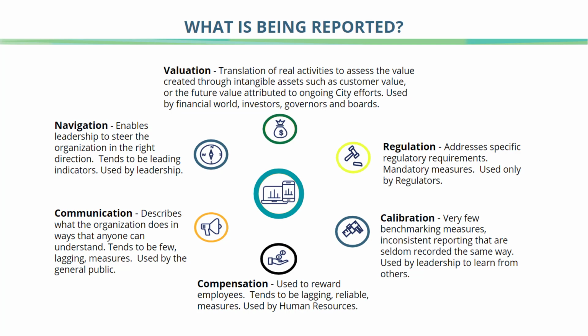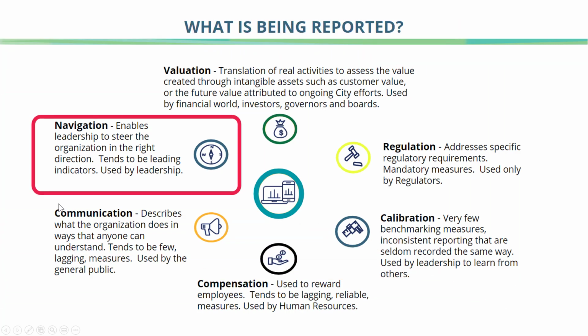For example, regulators need to see specific data that helps determine whether we're conforming to regulations that impact them. Calibration lets us benchmark the city against other cities and organizations. Communication is what we would send to council and the citizens' scorecards, those sorts of things. Today, we're just talking about navigational measures, which are used by you to monitor the performance of the city.